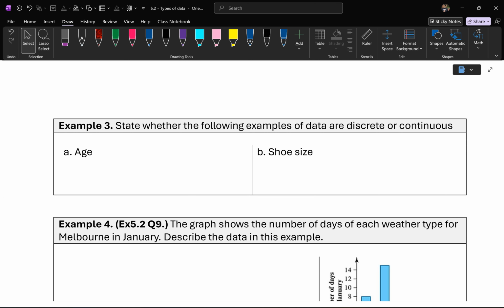For year 11s, you can fill this in yourself. Age and shoe size. You should be able to tell the difference between the two. I'm just going to write the answer so you can see if you've got it right. State whether the data is discrete or continuous. Age is continuous because you can be 3 years and 2 months old. You can count months and days. Shoe size is discrete because you can never buy a shoe size that is 10.125. It's either 10, 10.5, or 11.